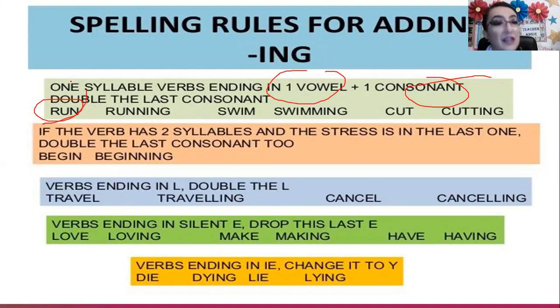And also, if we have verbs that end with the letter L, we are going to be duplicating the letter L. Like, for example, travel, travelling. Cancel, cancelling with the double L. And if you have verbs that end with a silent E, we are going to drop this last E and add ing. Oh, and also the verbs that end with ie, we are going to change it to y: die, dying.